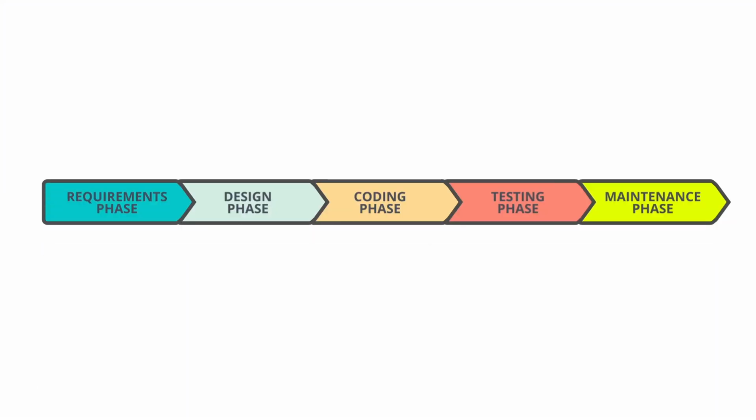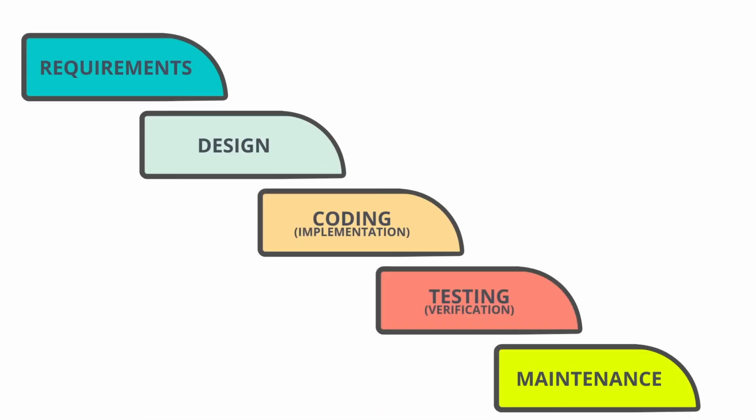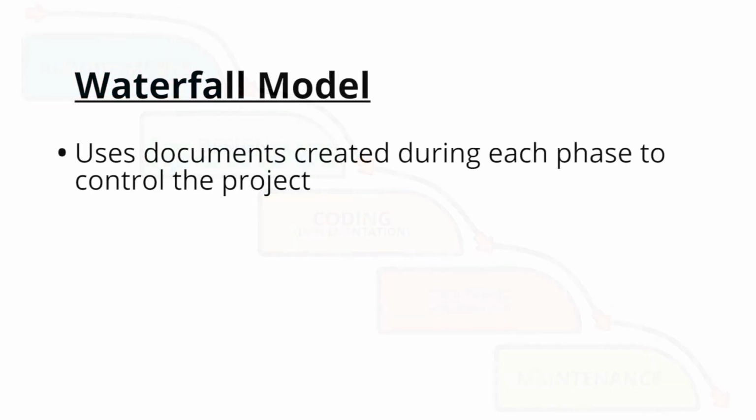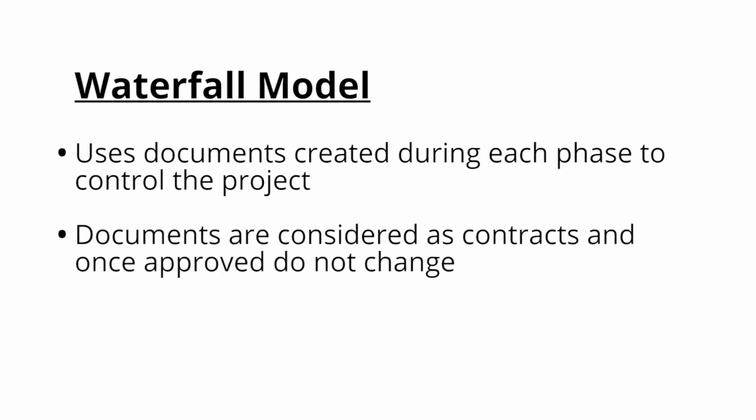In the waterfall model, a project is divided into distinct phases that typically look a lot like the phases of the software development lifecycle: requirements, design, coding, testing, and maintenance. In the waterfall model, development is seen as flowing steadily down through all phases, like a waterfall. Waterfall uses the documents that are created during each phase to control the project. Those documents, such as the requirements documents and specifications, are considered as contracts, and once approved, will not change for the rest of the project.